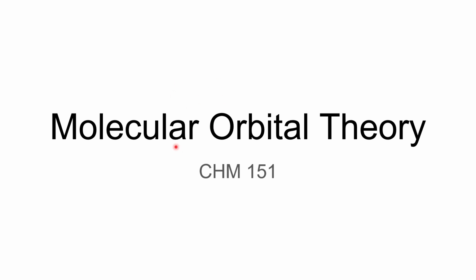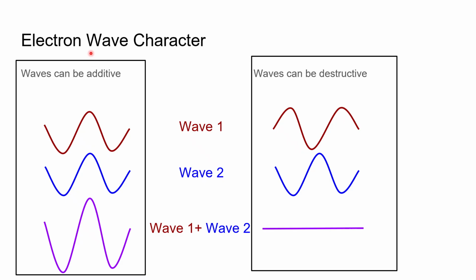All right, so molecular orbital theory is something we need to cover. Electrons can act as particles, they can also act as waves. This is sort of leaning into the wave character. Waves have a crest and a trough. Anyway, they go up and down.